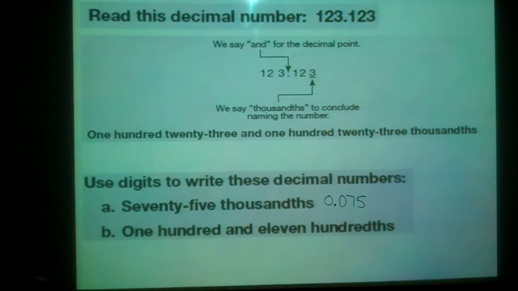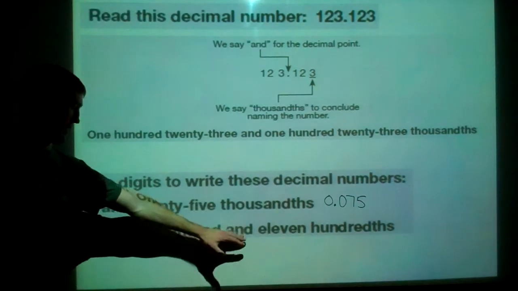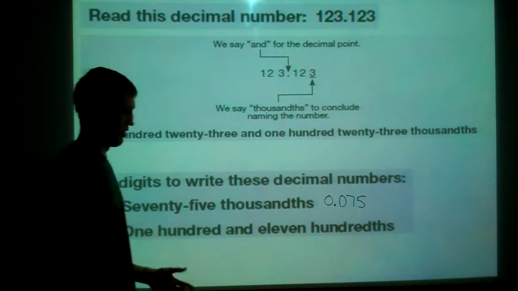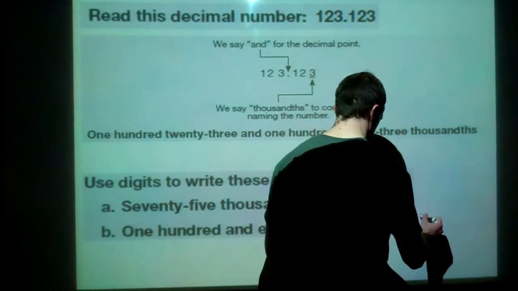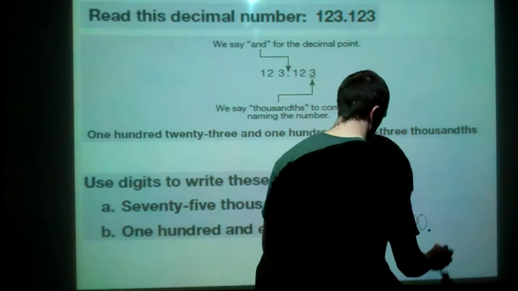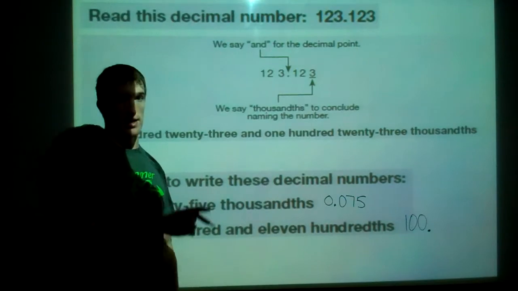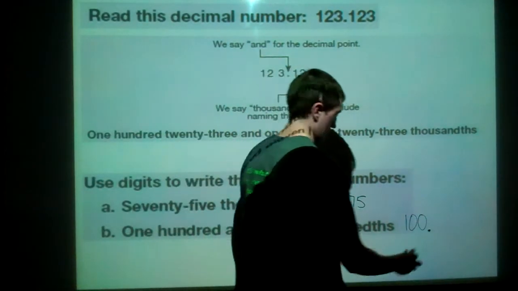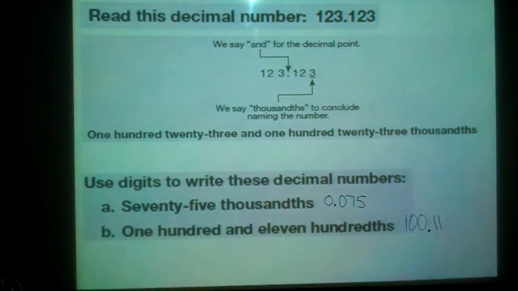And let's see, 100 and 11 hundredths. So 100 and, this tells me 100 is to the left of our decimal. So 100 and means decimal point, and 11 hundredths. Hundredths is in our second spot to the right, so 11 hundredths right there. 100.11. So that's our answer to both of those.